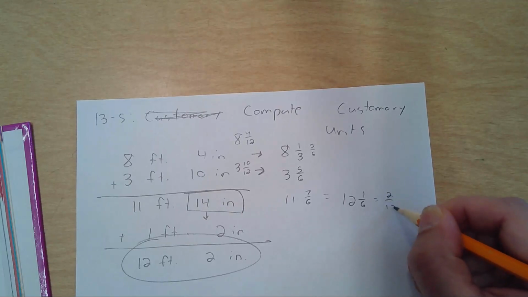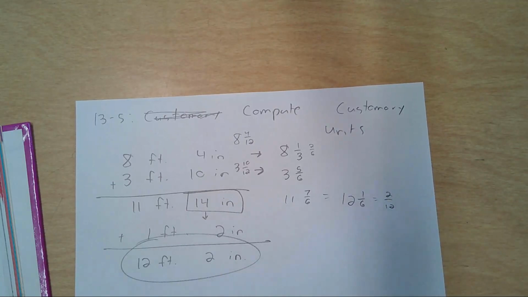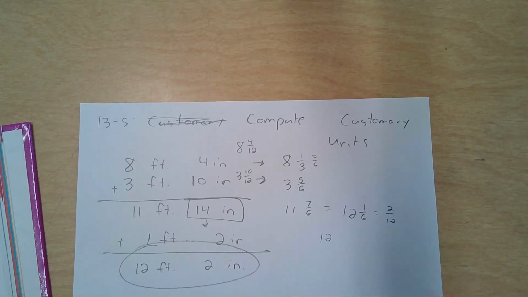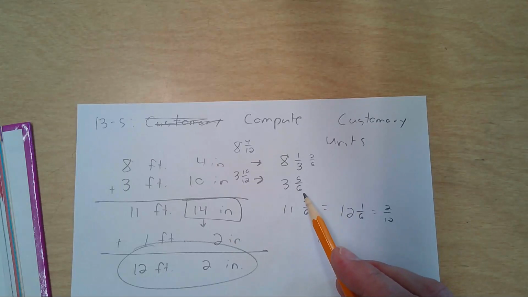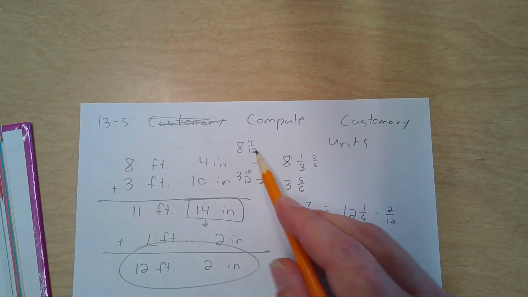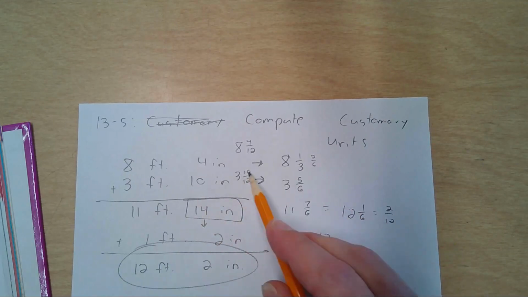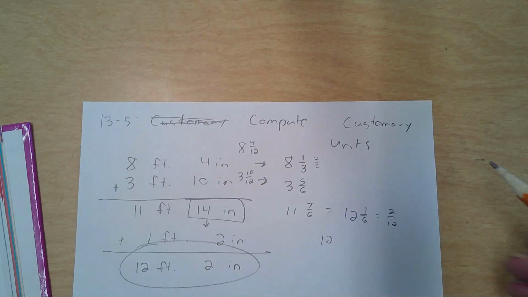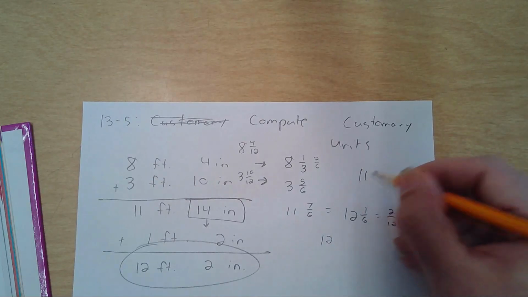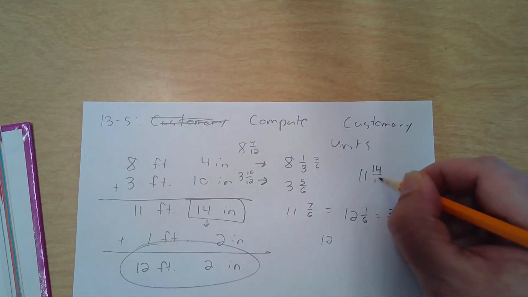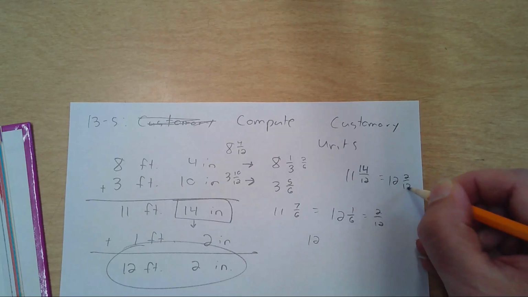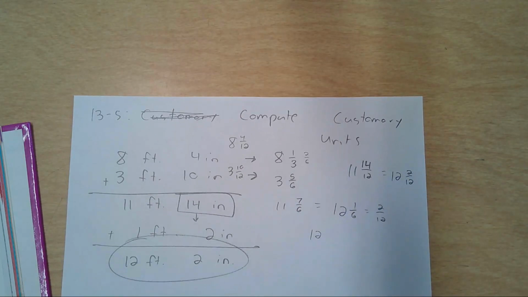1/6 is 2/12ths. There's my 2 of 12 inches here. There's my 12 feet, 2 inches. How did I do it? I wrote them both out in feet, right? 4 inches is 4/12, or 1/3. 10 inches is 10/12, or 5/6. Add them up, 11 and 7/6. Or you can leave them in this form too if you want. 14/12 is where you would be, which is 12 and 2/12, or 12 feet 2 inches.